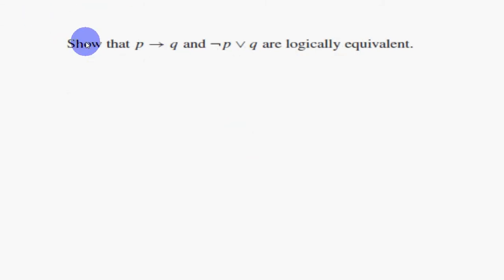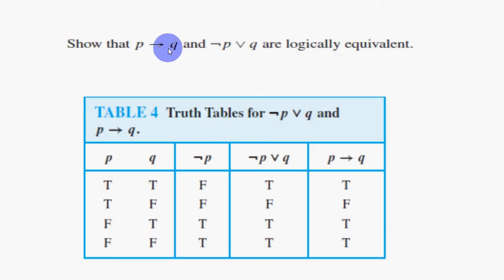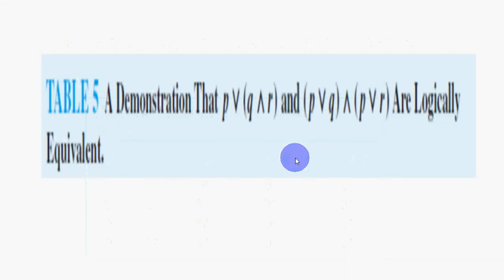Next, we have to prove that P conditional Q and not P or Q are logically equivalent. P conditional Q, truth values are like this. Not P or Q, the truth values are like this. So both have the same truth values. Therefore, these two are said to be logically equivalent.